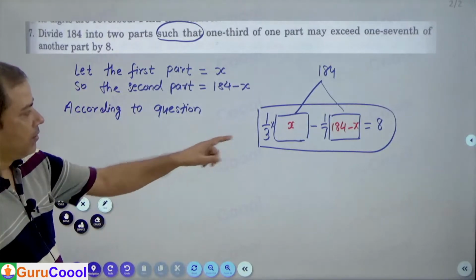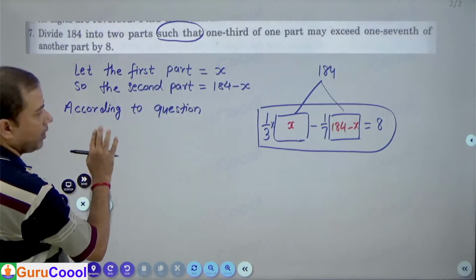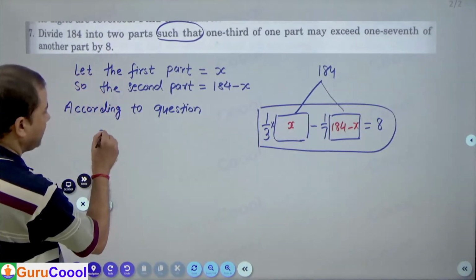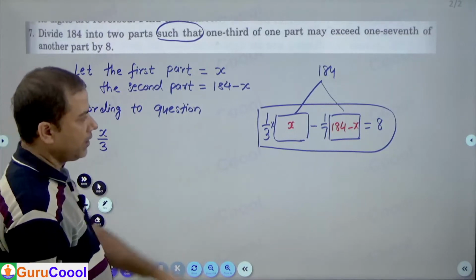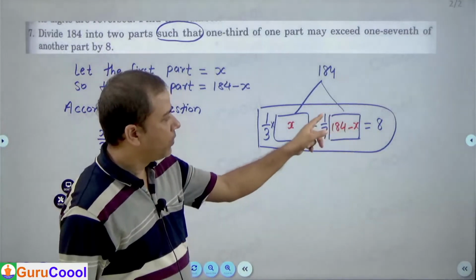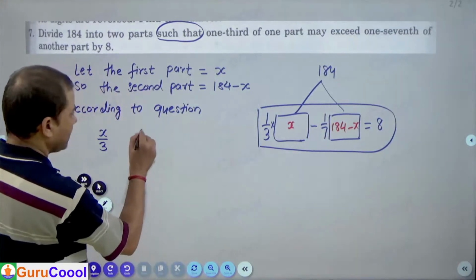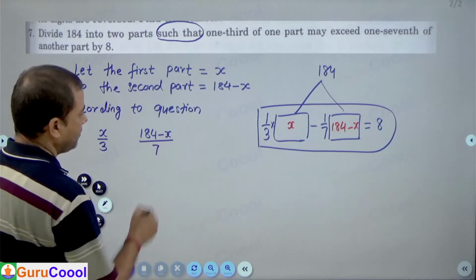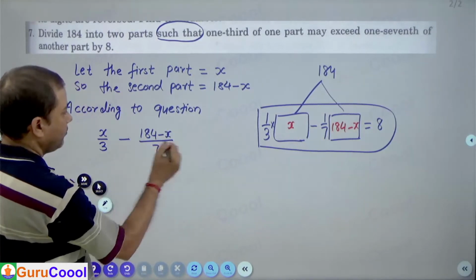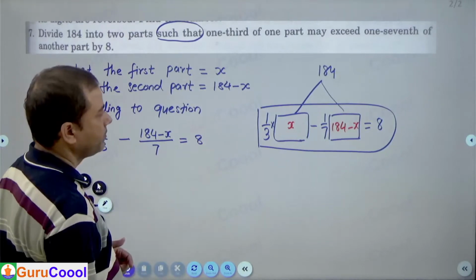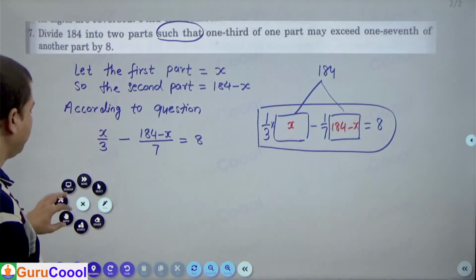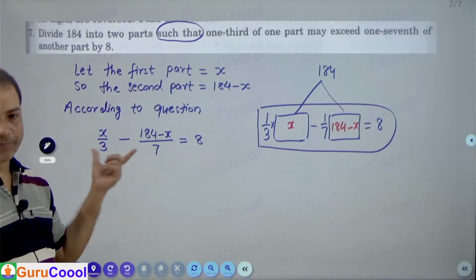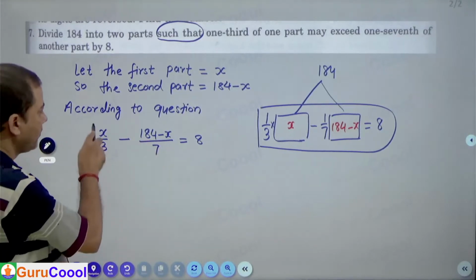you made X as 1/3. If you make X as 1/3, that becomes X into 1 by 3, so X by 3. And then the other part, 184 minus X into 1, so 184 minus X in the numerator and 7 in the denominator. Now if you subtract, the difference is 8. Correct? Yes. Good. Now this is the equation. We have set up the equation, and now we need to solve it.